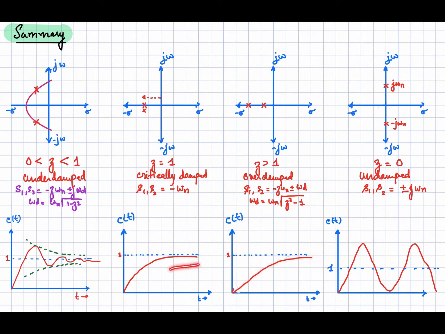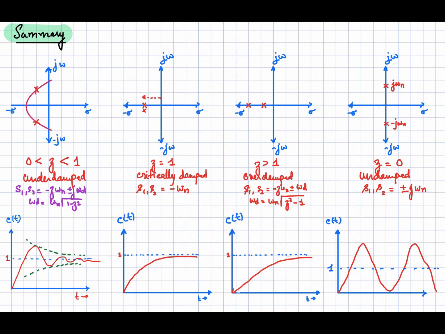If you compare this response with this one, this is the slower one. Your system is going to attain the steady state at a slower rate as compared to the response when your zeta was equal to 1. Once your zeta becomes equal to 1, there are no more oscillations in the response. But if we increase the zeta above 1, the response becomes slower and slower to get to the steady state.